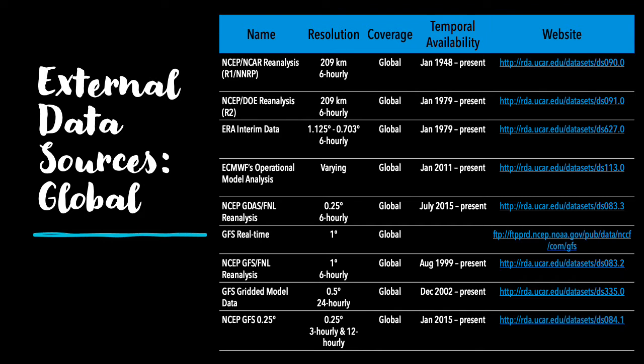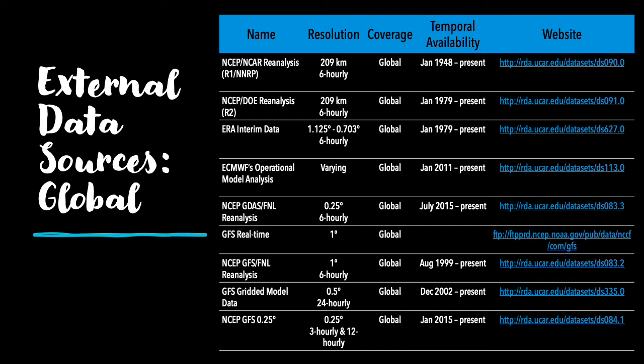WRF can be driven by analysis and reanalysis products or other global or regional model output. These are some of the more common global analyses. Here you can see the name of the product on the left, followed by the temporal and spatial resolution. All of these products provide global coverage, and then we list the temporal availability. You can see that some of these data sets are only more recently available, while some go back many years. For example, the NCAR-MMM reanalysis is available back to 1948, so you need to make sure the data set covers the date span you need.